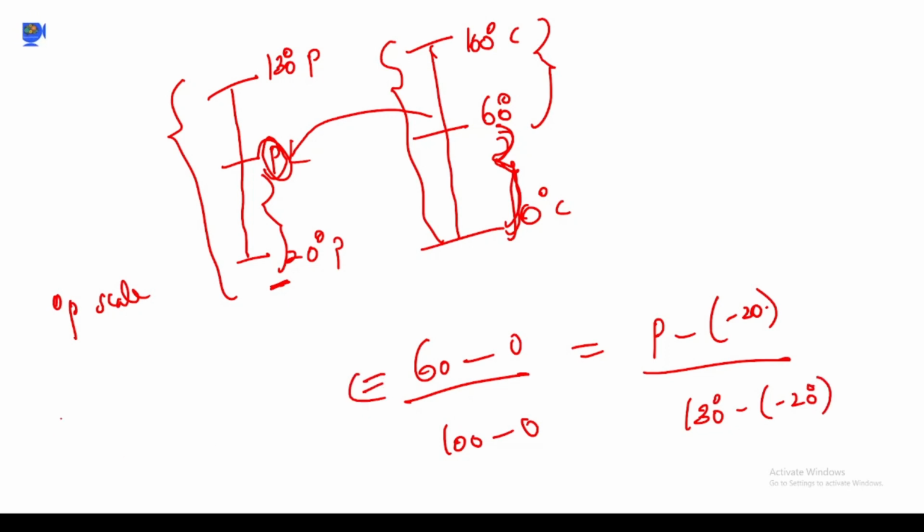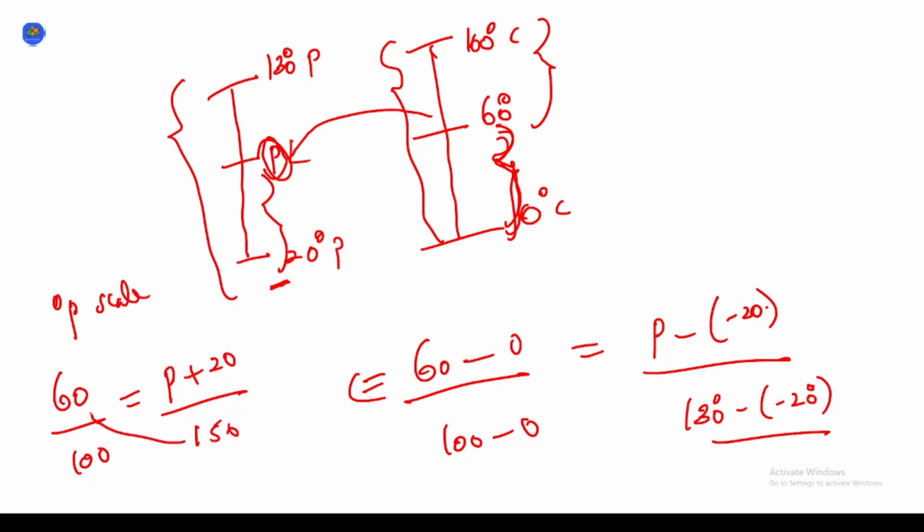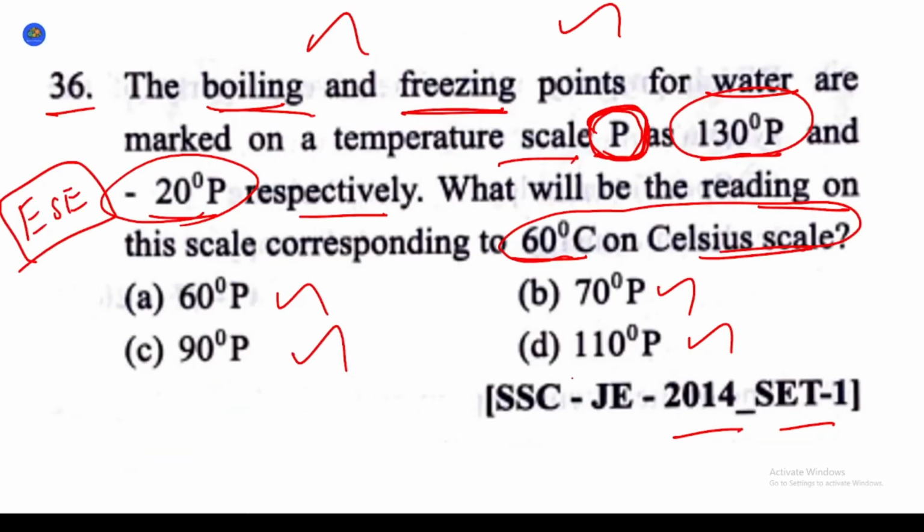So if I again evaluate this, it is 60 by 100, which would be equal to P plus 20 by 130 plus 20, which will be 150. Just do the cross multiplication and keep P alone on one side of the equation. You will be getting P answer as 70 degree, which means option B is the correct answer, 70 degree. It's a standard question which has been asked in engineering services and ISRO. So we'll move on to the next question.